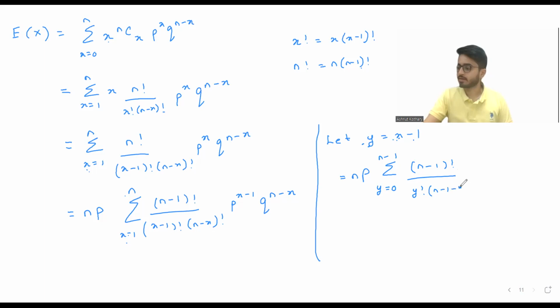(n minus 1 minus y) factorial. This will be p to the power y, and this will be q to the power n minus y plus 1 actually. x minus 1, x is y minus 1, and this will also be n plus 1 minus y. n minus x, x is y minus 1, n minus y plus 1. Okay, that's correct.